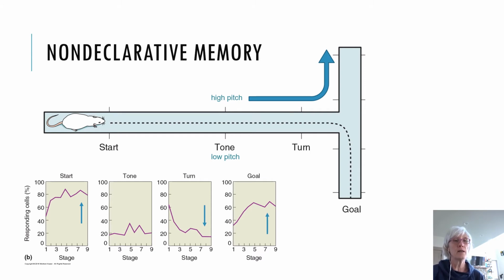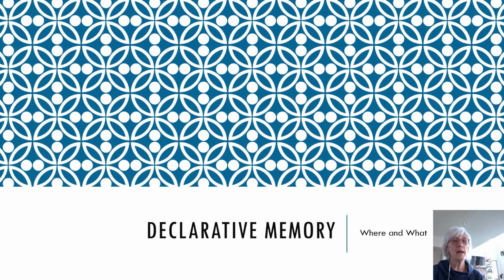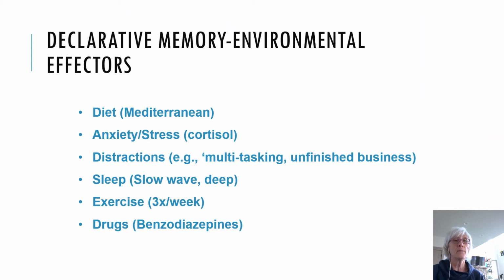So these again are cells of the striatum. This confirms that the striatum is involved in this non-declarative memory. Now I'll switch to declarative memory, and just a few factoids about declarative memory is that there are environmental impacts on declarative memory, our own ability to remember facts and events.